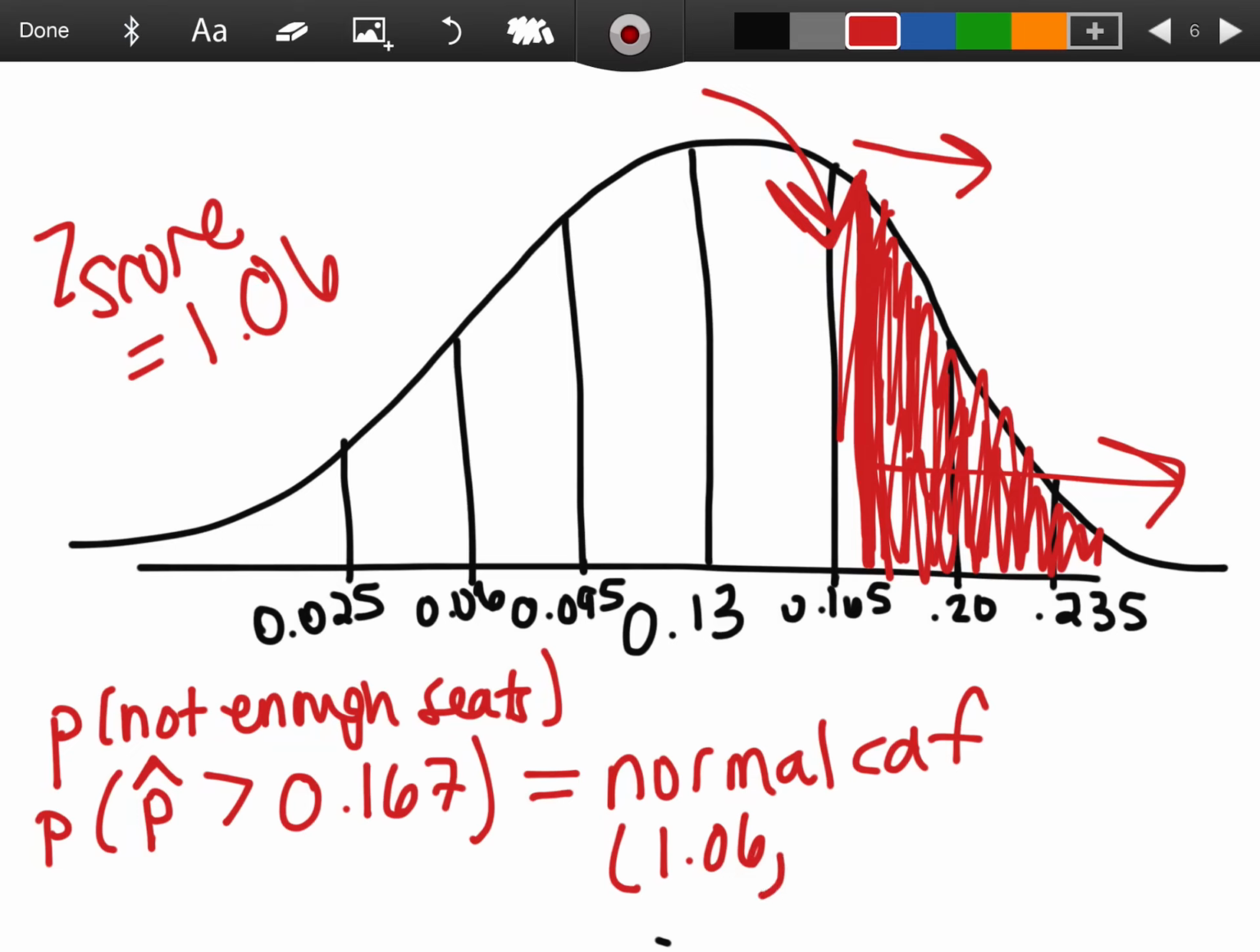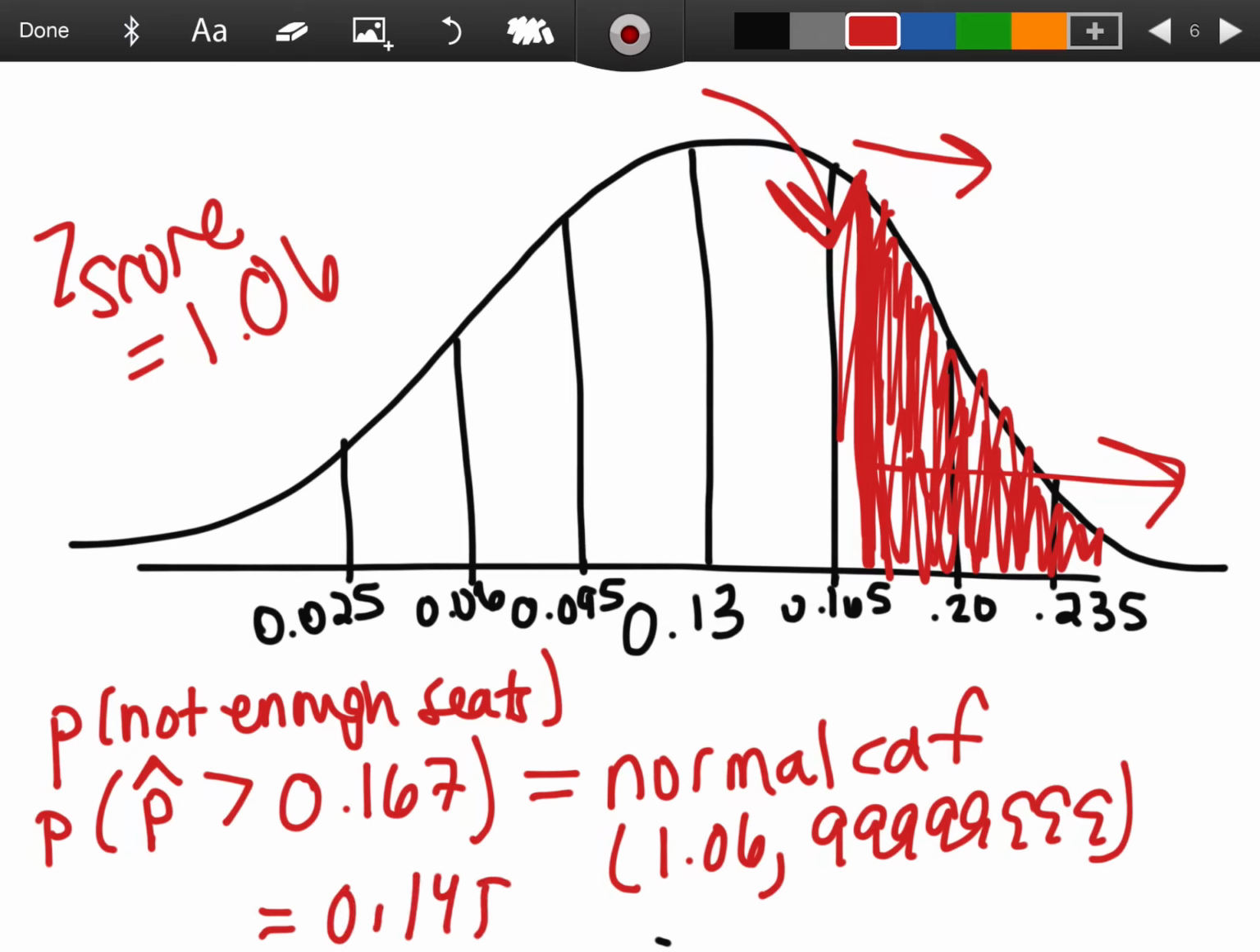So I'm putting in my Z-score on my lower bound. And I'm going to put a whole bunch of 9s up here in my upper bound because I'm not going to stop. So type your VARS, go down to the normal CDF, 1.06. Put your 9999999s in. You're going to paste that into your screen, and you get 0.145, which is, if I write this here, 14.5%.